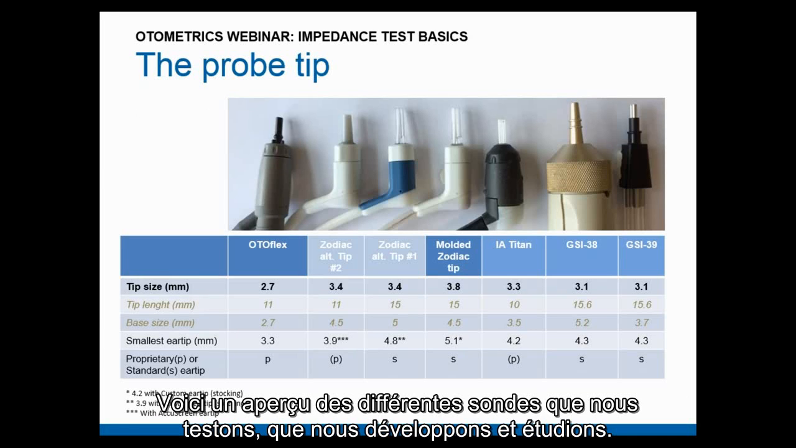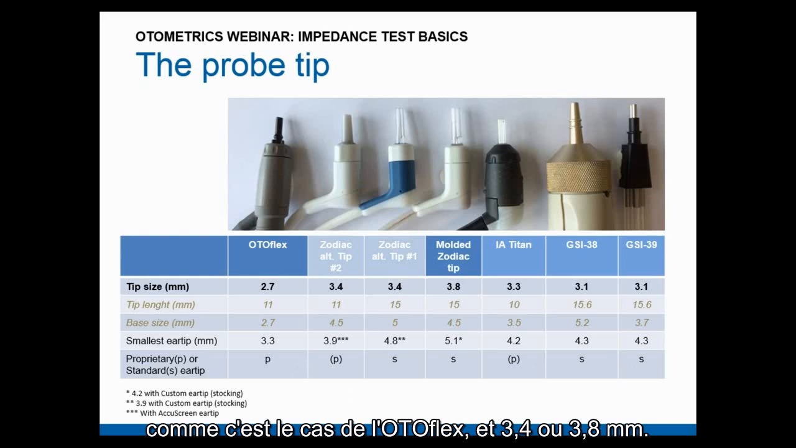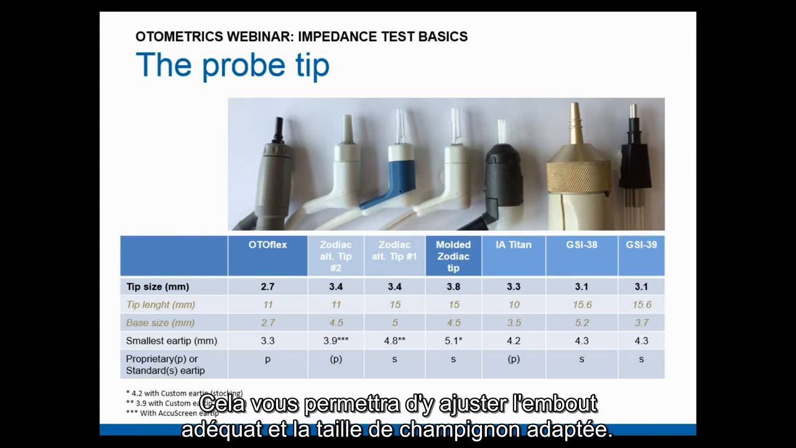All right. Here you have an overview of different probes we test, we develop, we take a look at, and you can see that it can vary quite a lot. But basically, it's important to have a probe tip with a diameter between 2.7, as you can see on the Autoflex, up to, I would say, 3.4 or 3.8 millimeters, to make sure that you can actually adjust the right tip and the right mushroom size on it.